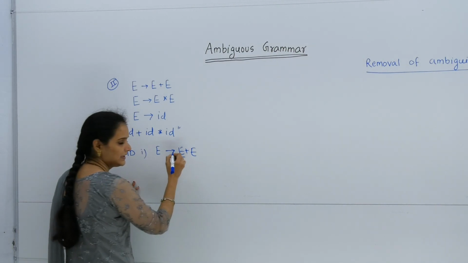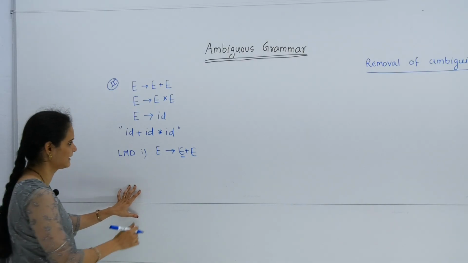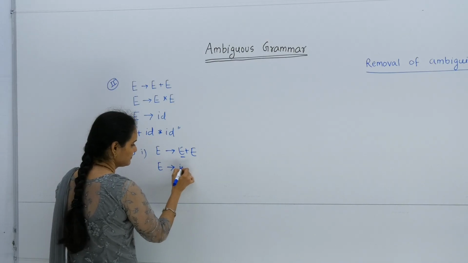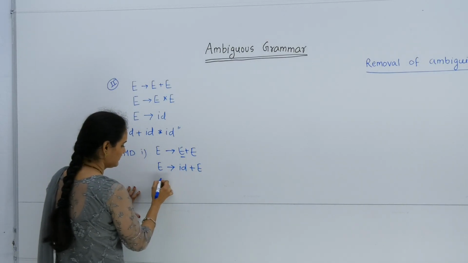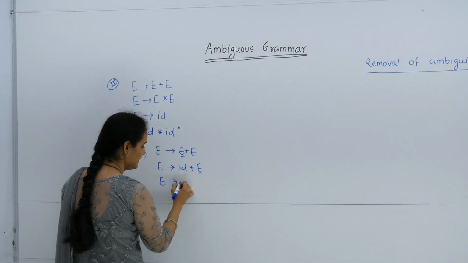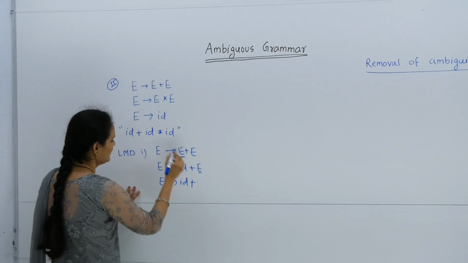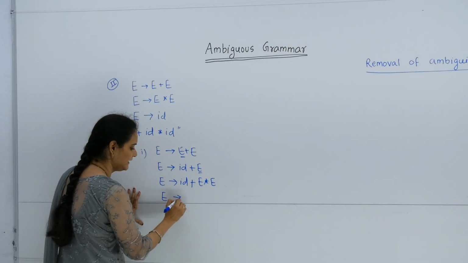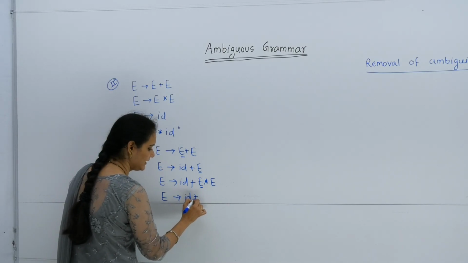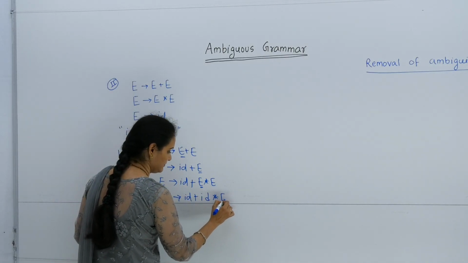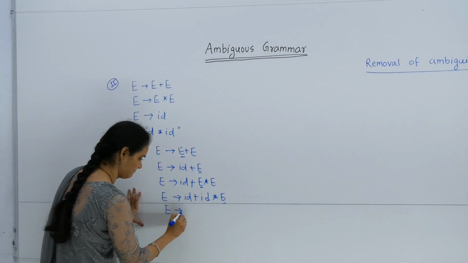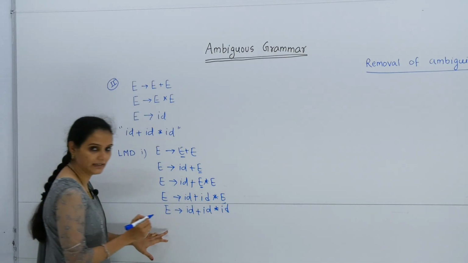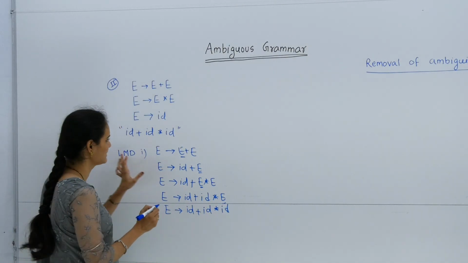As it is the leftmost derivation, we are going to replace that particular E. So that E will be directly replaced by ID plus E. Then this E will be replaced by E star E. Now every E will be replaced one by one by ID. So here we have generated the string ID plus ID star ID.